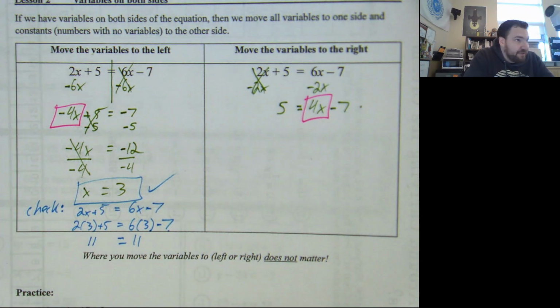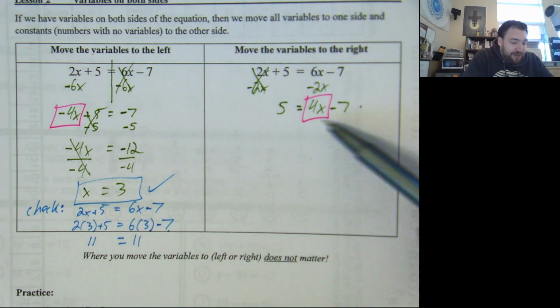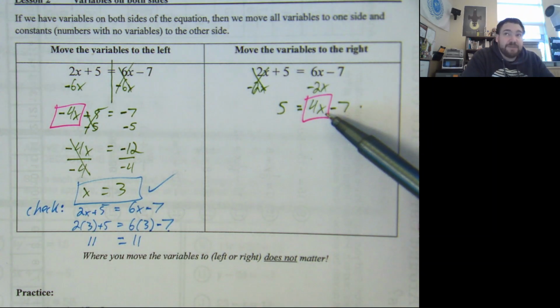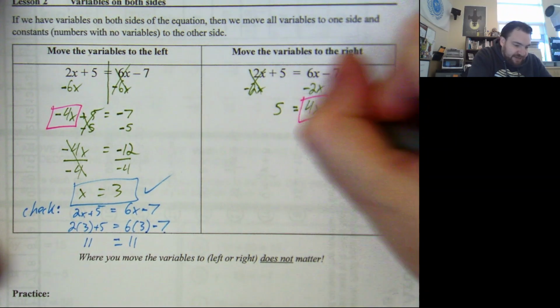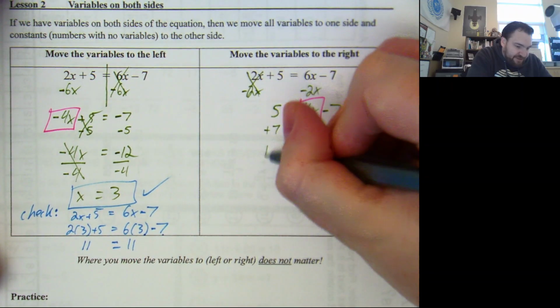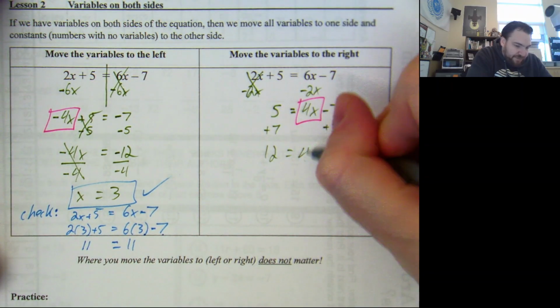So let's keep going. The rest of the question is exactly the same. I've got 4x minus 7. I want to get the x by itself. So we're going to move any term that doesn't include the x to the other side. So because this 7 is negative, we're going to add 7 to both sides. 5 plus 7 is 12 equals 4x.